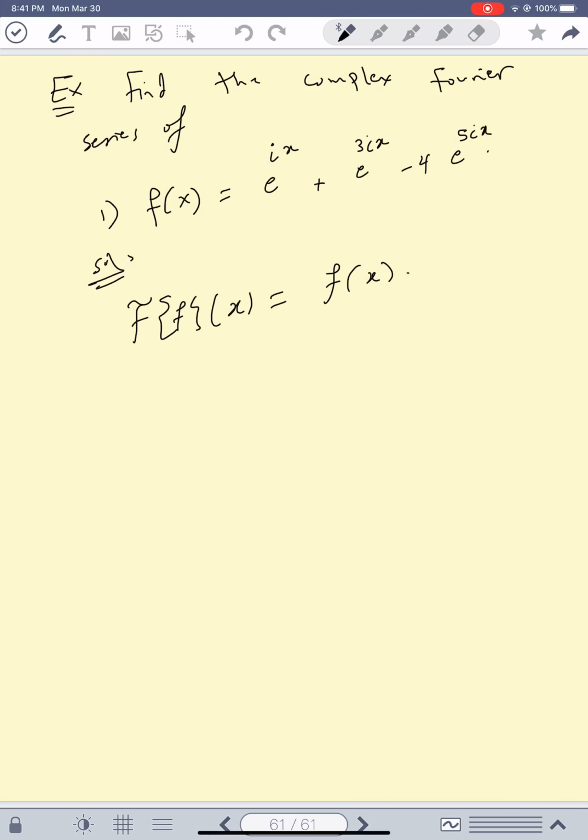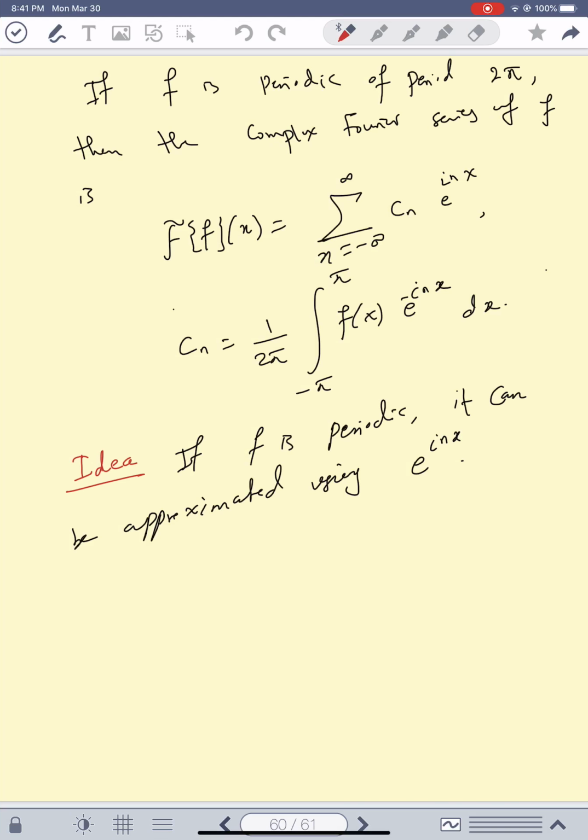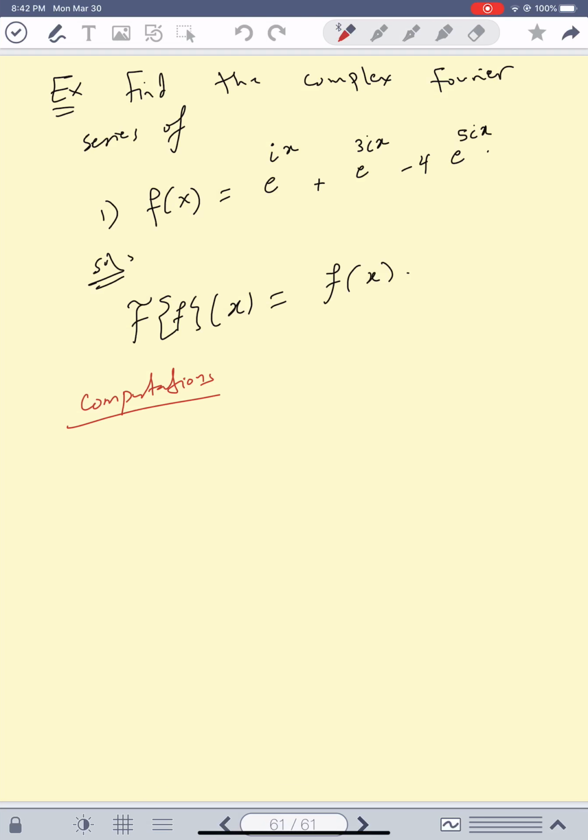Of course, let's see what happens if you try the computations. So again, we are done. The complex Fourier series is the function. But if we didn't see this point, and if someone tries to do all the computations, what do you mean by the computations? These computations. So if someone says, okay, this is the complex Fourier series, and these are the c_n formula, let's compute them. So how do you do it?